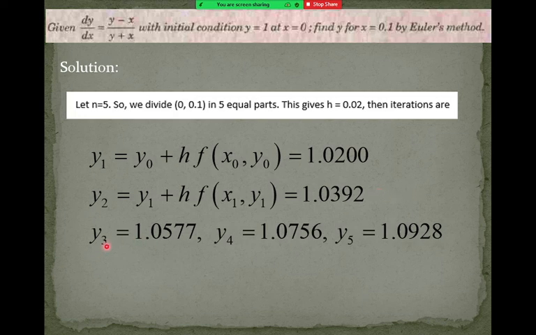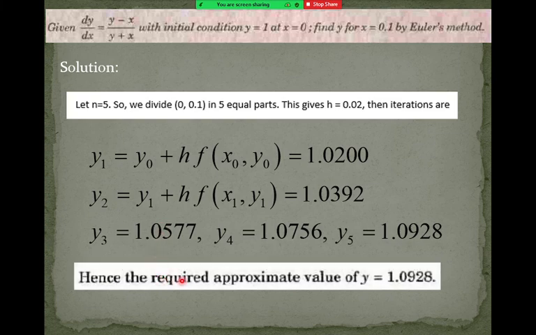0.04, correct. x3, 0.06. 0.06, correct. x4, 0.08. And lastly, x5. What is x5? 0.1. Correct. 0.1, which is required. Because that y5 is nothing but the value of y at x5, and that is 0.1. And we should write: the approximate value of y at that point is this one.